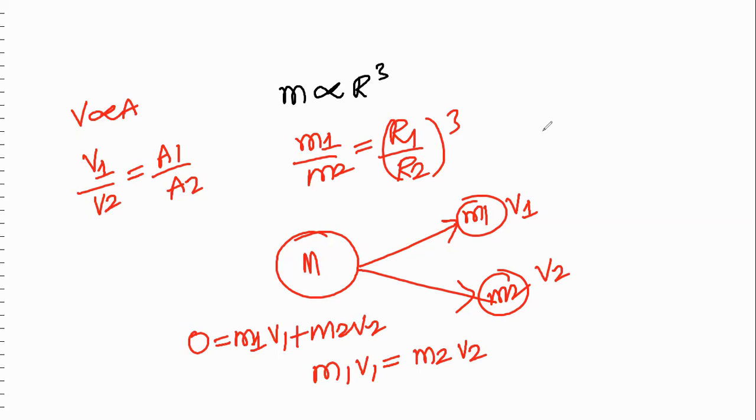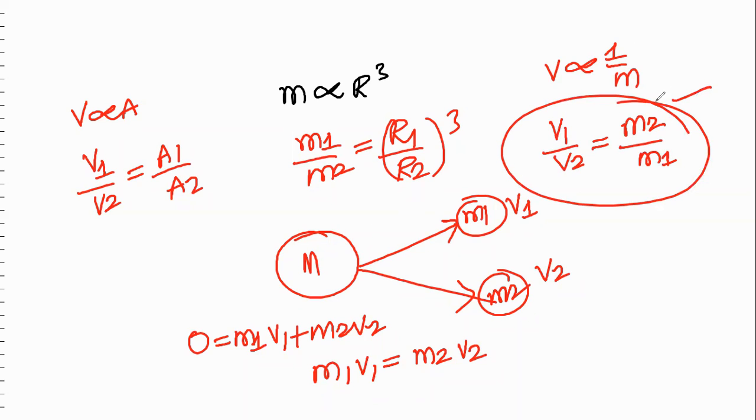Otherwise, we'll write that M is inversely proportional to V. Otherwise, V is inversely proportional to M. So V is inversely proportional to M we will take. V1 by V2 is equal to M2 divided by M1. Based on this formula, problems are there. I will explain in this session. Based on the first formula also, problems are there. This is regarding isotopes, isobars, and the radius of the nucleus, all this.